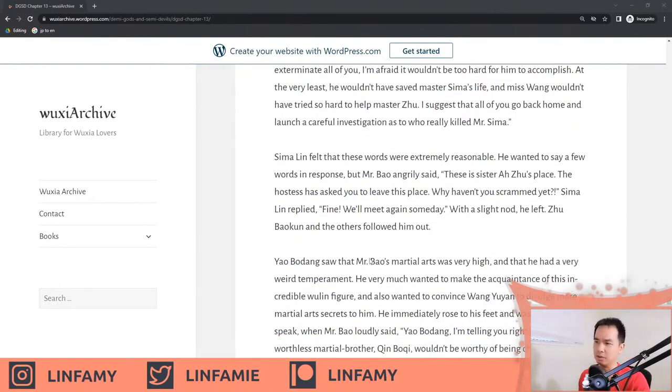Sima Lin felt that these words were extremely reasonable. He wanted to say a few words in response, but Mr. Bao angrily said, "This is Sister Aju's place. The hostess has asked you to leave this place. Why haven't you scrammed yet?" Sima Lin replied, "Fine, we'll meet again someday." With a slight nod, he left. Ju Bao-kun and the others followed him out.